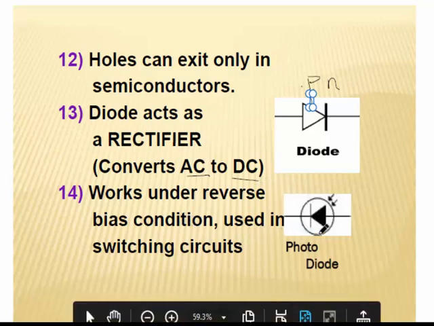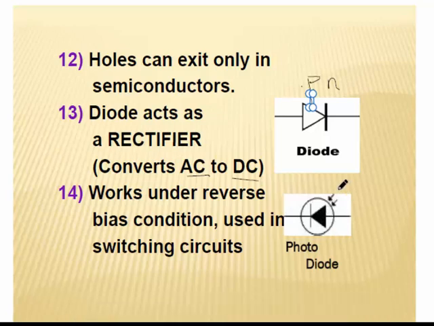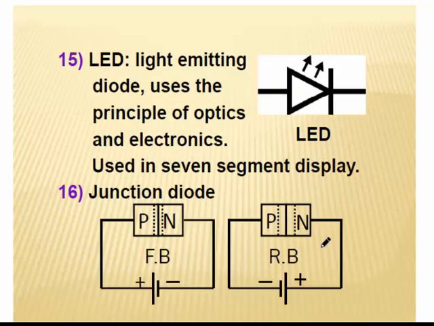That is photodiode. Photodiode is used how? The PN junction is in reverse bias mode. When light is incident, the reverse current increases. That becomes a photodiode. And LED. LED means light emitting diode. It works under forward bias mode. Under forward bias mode, the diode emits light. It is called LED, light emitting diode.